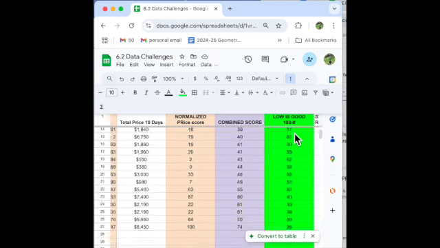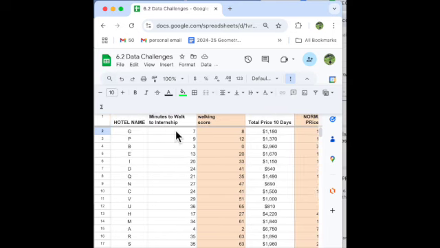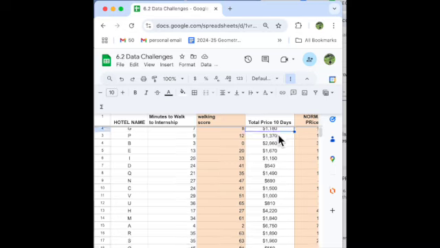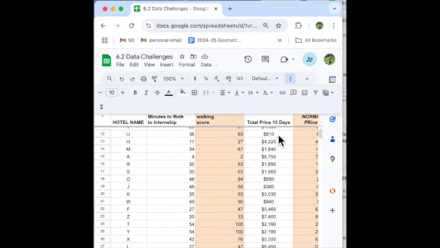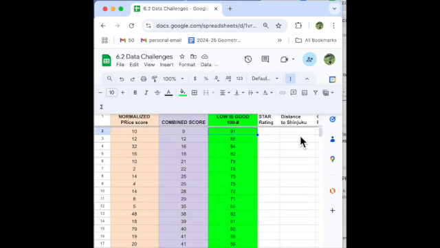The best one scored a 91. 91 on the low is good score. It's like 7 minutes to walk there, and the price is 1,180 for 10 days, so about 118 a day. It's not the cheapest one, but it's pretty good, and it's definitely super close. Now, if you thought that the price was more important than just 50-50 with the walking score, there's ways to adjust that, but that's for a later time.